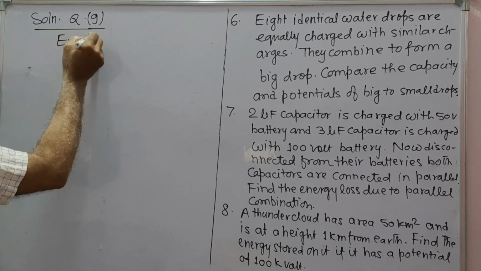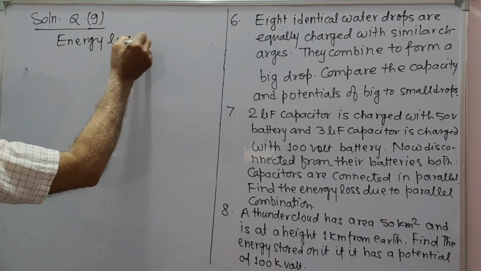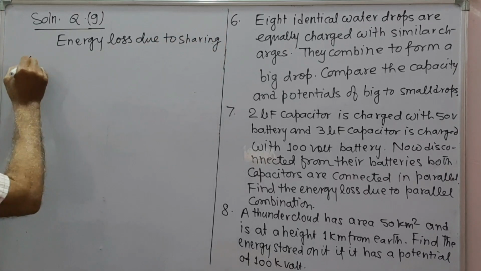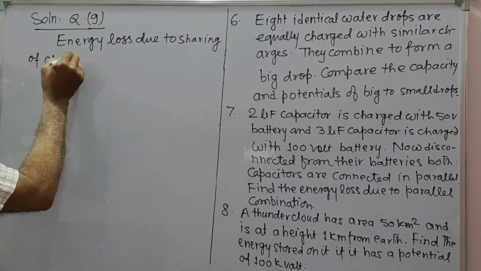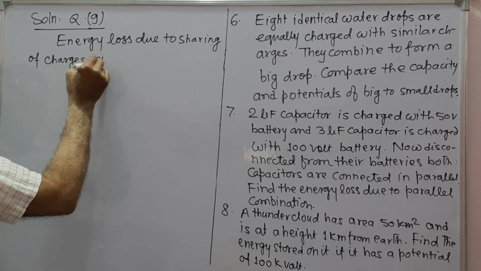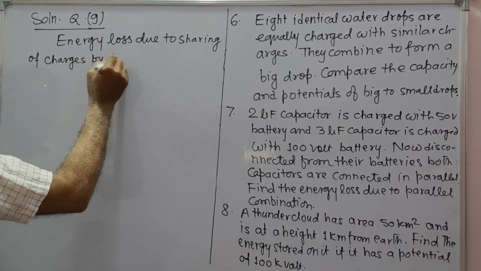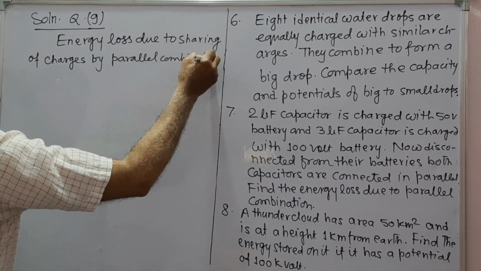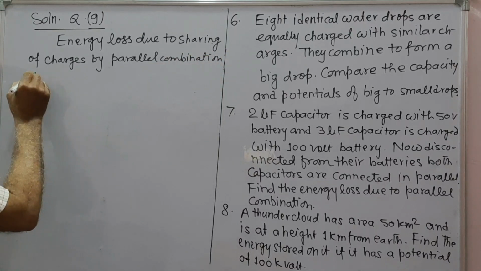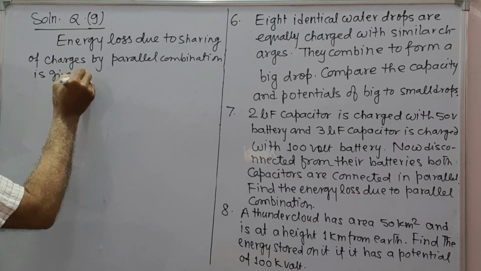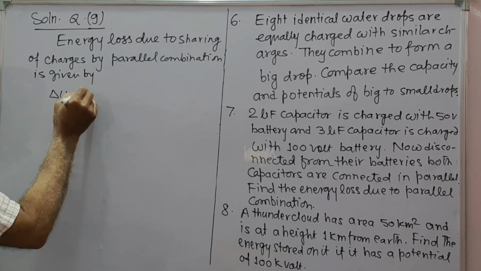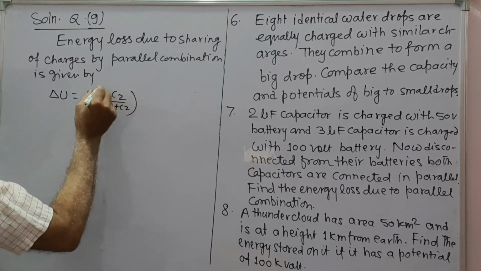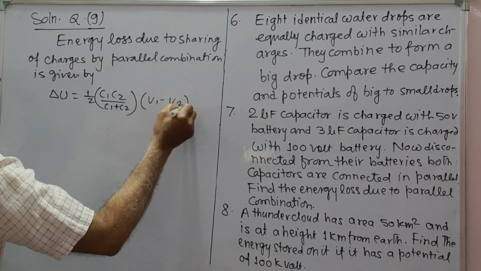We know energy loss due to sharing of charges by parallel combination is given by delta U is equal to 1 by 2 C1 C2 upon C1 plus C2 into V1 minus V2 whole square.